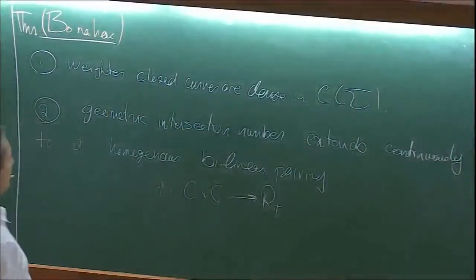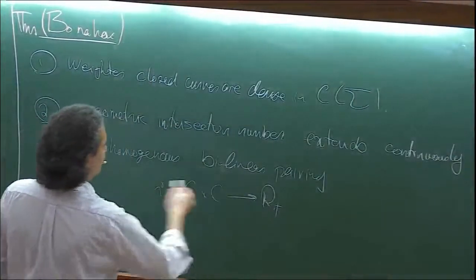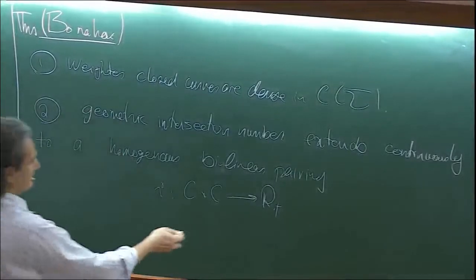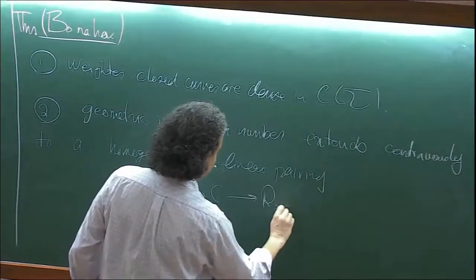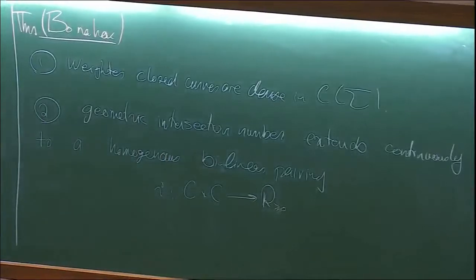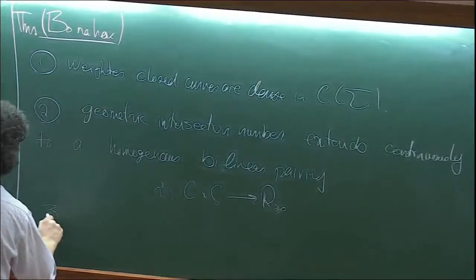So there is a way of taking the intersection number of two points. This is always positive, so R plus, let's say R bigger than or equal to zero. I don't know what R plus means. It could be zero.